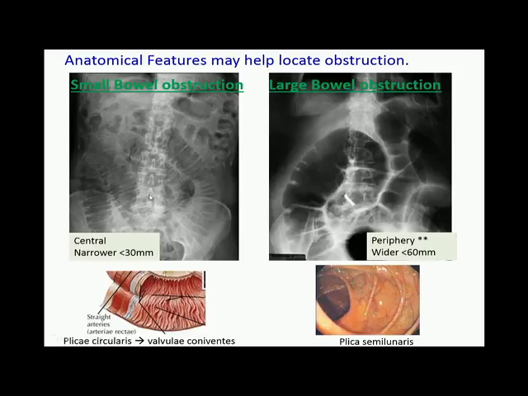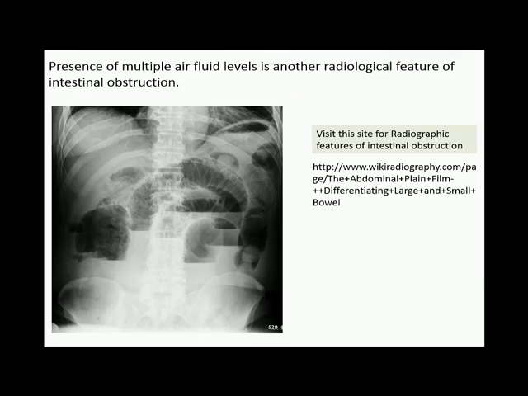So small intestine generally appears in the midline. They have valvulae conniventes. Large intestine generally appears on the periphery. They don't have these lines running across the entire width. So these are a few anatomical features. You might get diagrams like this in the exam, okay, and you need to identify them.